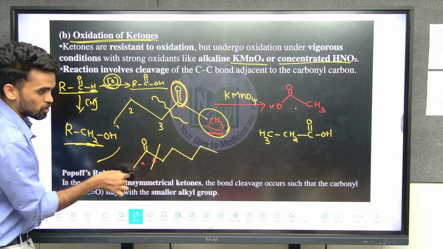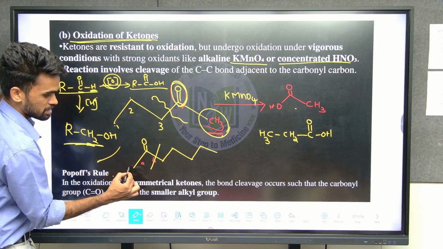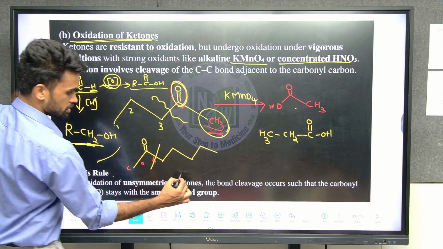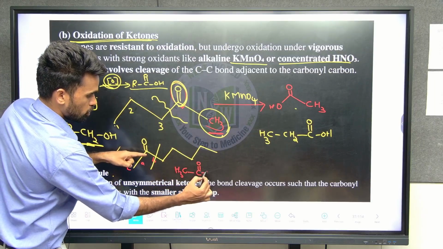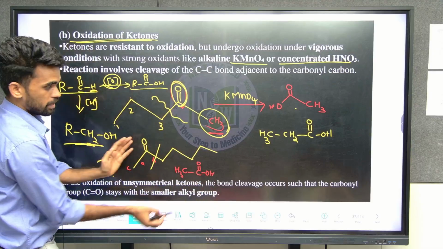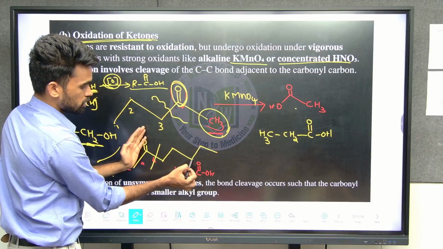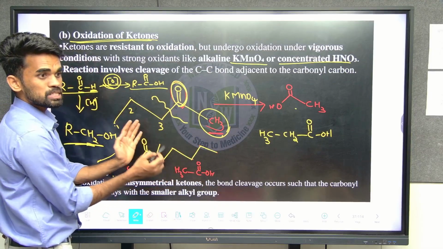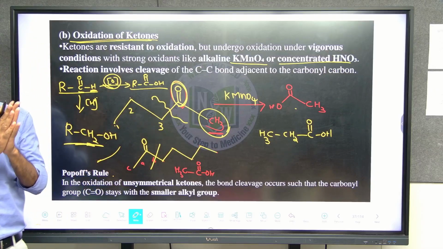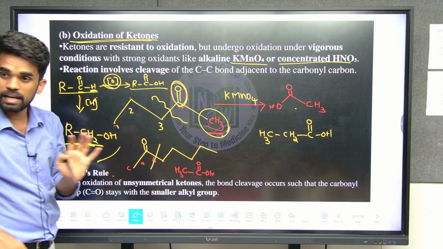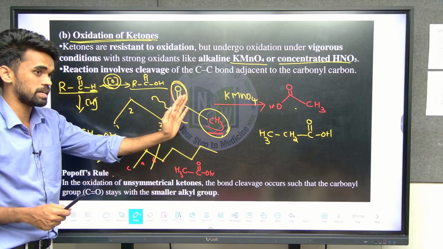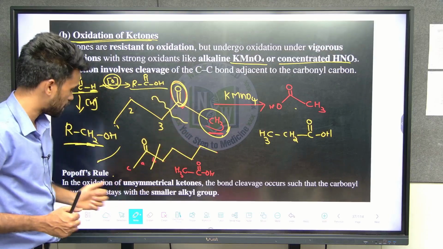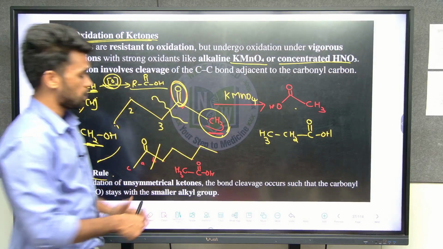So what is the product formed on this side? CH3, C double bond O, OH. Acetic acid is this one. Next, this one is what? 1, 2, 3, 4, 5. So 5 means pentanoic acid. What is that product? Pentanoic acid. Clear everyone? Okay. This rule is called Popoff's rule: breaking at the small side, with the carbonyl group going along with it. What? Popoff's rule.